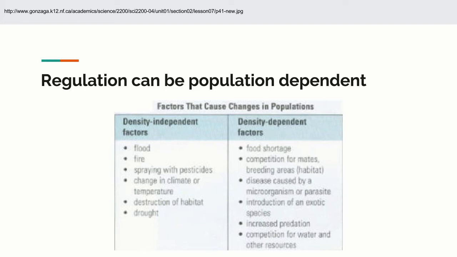So you have 2 sets of factors. One of them has nothing to do with population size, and when you look at the list, they tend to be abiotic. Then you have another list, which is density dependent, and that has all to do with how big the population is. And there are things that occur in crowds that don't occur in scarcely populated areas, and that's what a density dependent factor would be.